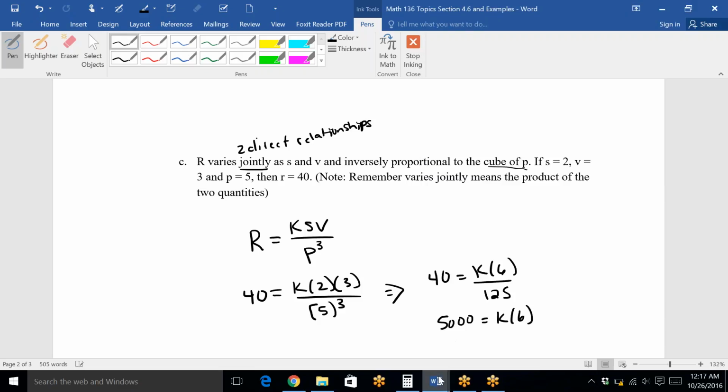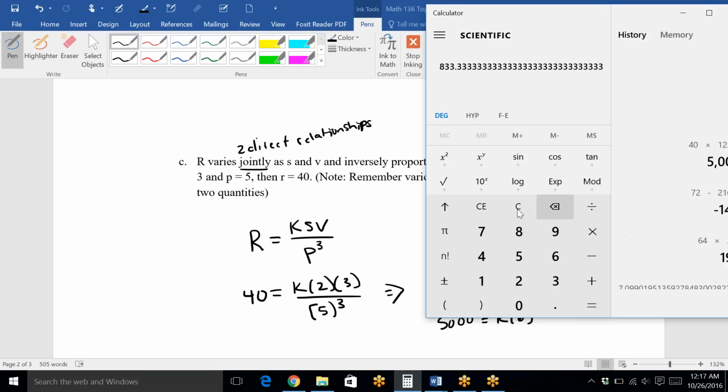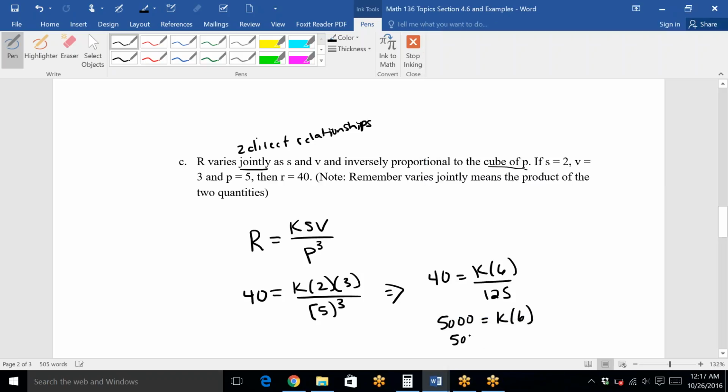We divide by 6. Now if this does not come out evenly, then we will need to not round. We want to leave it in fraction form. So 5,000 over 6 can be reduced. That would be divided by 2, so that'd be 2,500 over 3. So that's my K.